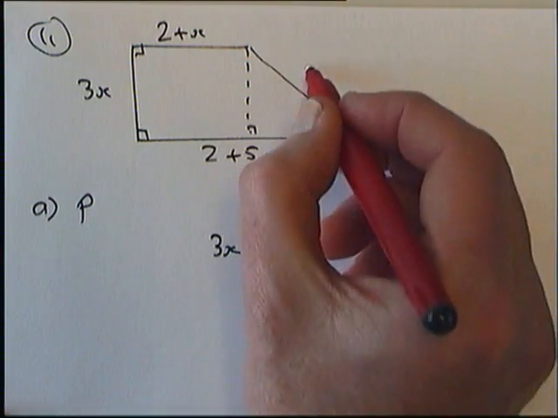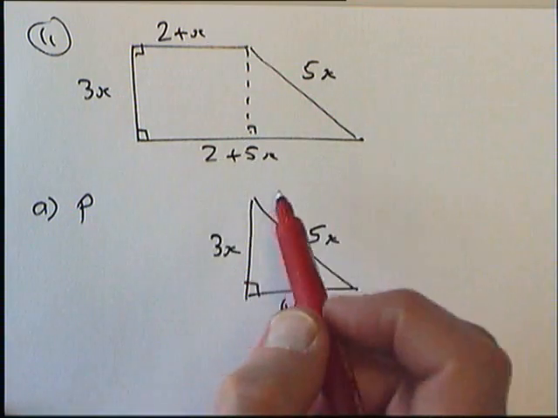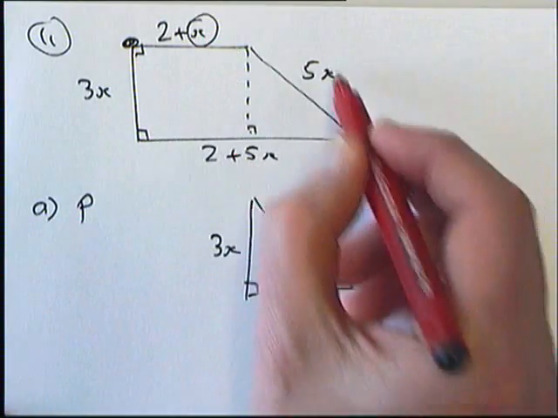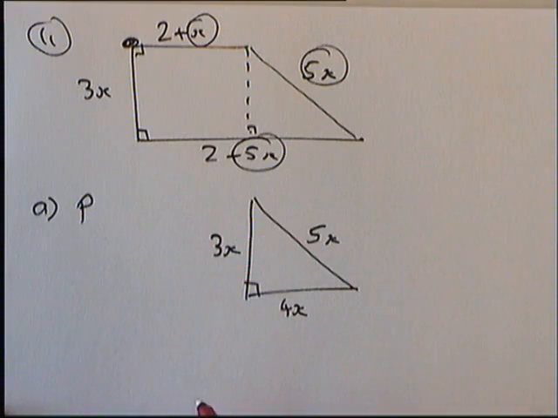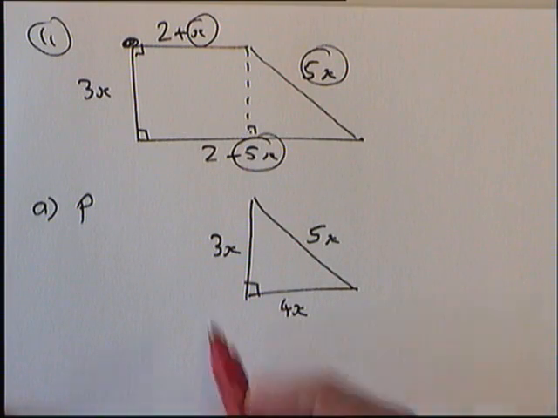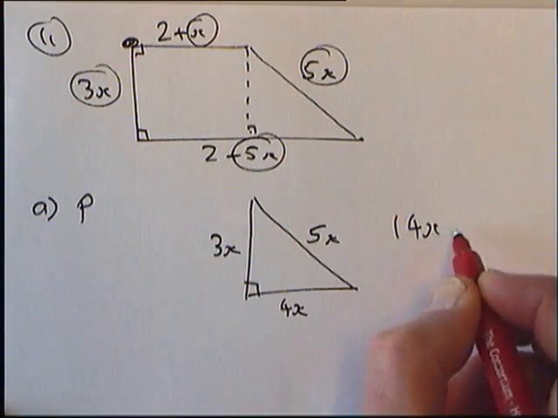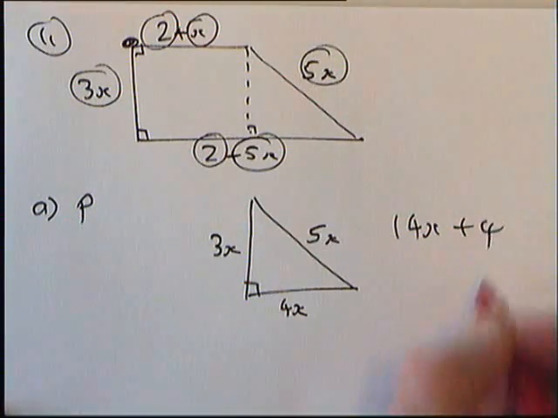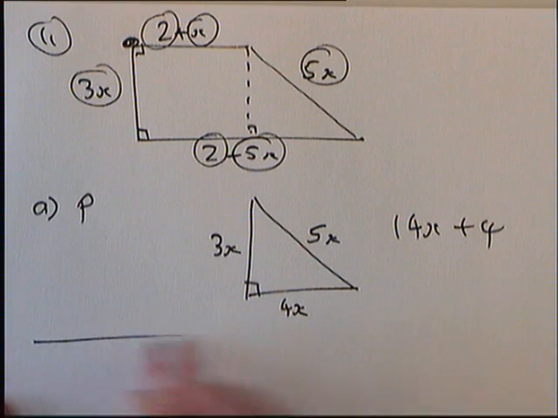So if I label that with a 5x there, the perimeter of my shape is the distance all the way around the outside. If I start here top left, I've got an x there, another 5x is there, that makes 6x, another 5x is there, that now makes 11x, and another 3x there, so that gives me 14x, and then I've got 2 there, another 2 there, that make 4. So my perimeter of this shape is 14x plus 4.